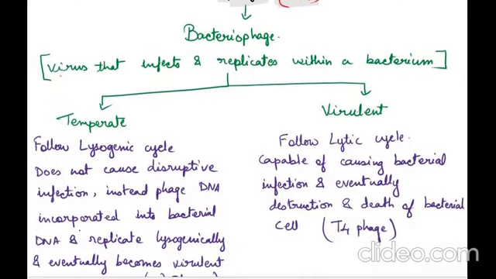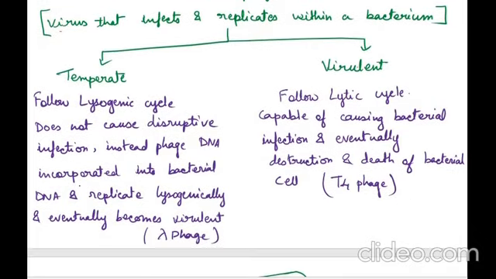Bacteriophages are viruses that infect a bacterium, and within the bacterium, they also replicate their own DNA. There are two types: one is temperate bacteriophage, and another one is virulent bacteriophage. In temperate bacteriophage, we see the lysogenic cycle, and in the virulent one, we see the lytic cycle.